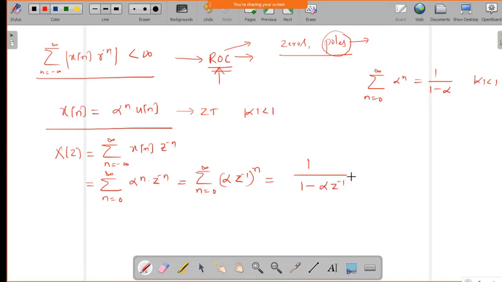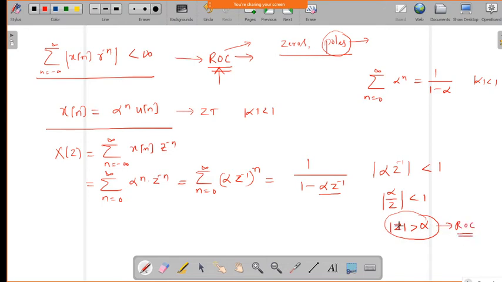Here, the magnitude of alpha into z inverse should be less than 1. So we can write alpha by z is less than 1, or z should be greater than alpha. Whenever the z value is greater than alpha, this is called the region of convergence.